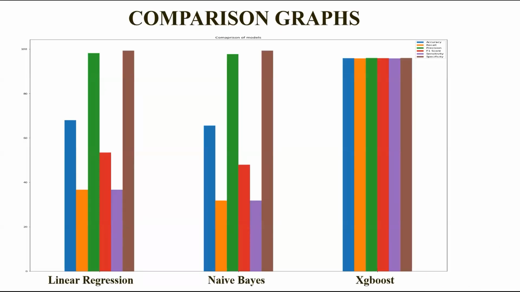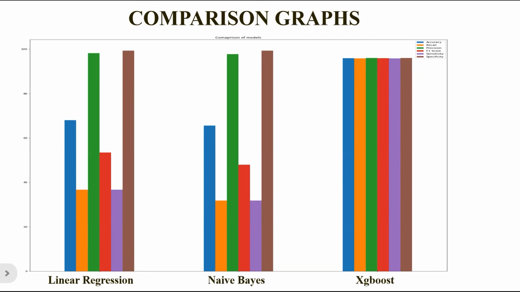Comparison graph. The comparison graph offers a visual breakdown of how our models perform across essential evaluation metrics. Models are compared with the evaluation metrics accuracy, precision, recall, F1 score, sensitivity, and specificity. This is the comparison graph.